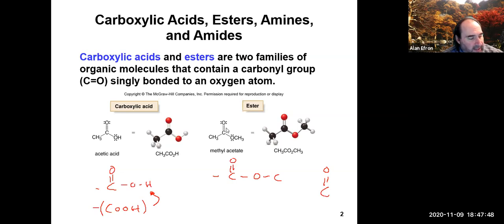Again, just like in the aldehydes and ketones, that is also a polar group. So it does have this polar group. In fact, our carboxylic acid also has, as we will see, this OH group, which is also polar as well.